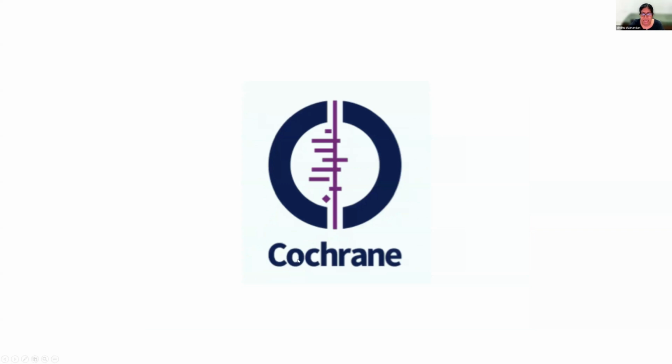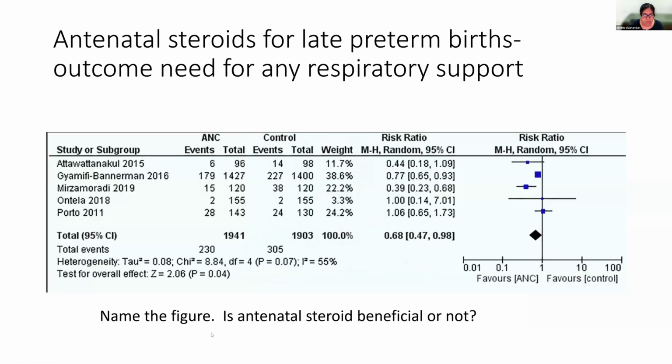So in effect, the symbol of Cochrane is the forest plot. Here you can see the central line, the various studies, and then the diamond. And in fact, this is derived from the first ever meta-analysis done in 1973, which is the effect of antenatal corticosteroids for preterm births. So looking at our figure, name the figure.